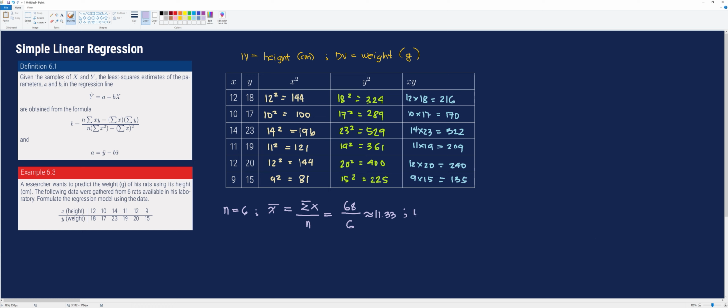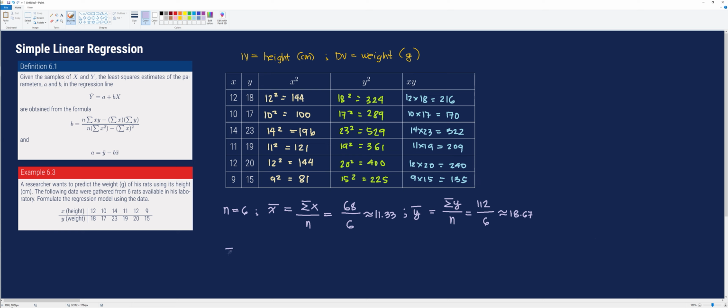Next, we calculate the sample mean of y using the formula the summation of y divided by n. So the summation of y is 18 plus 17 plus 23 plus 19 plus 20 plus 15, and that is equal to 112 divided by n, which is equal to 6, and this is about 18.67.